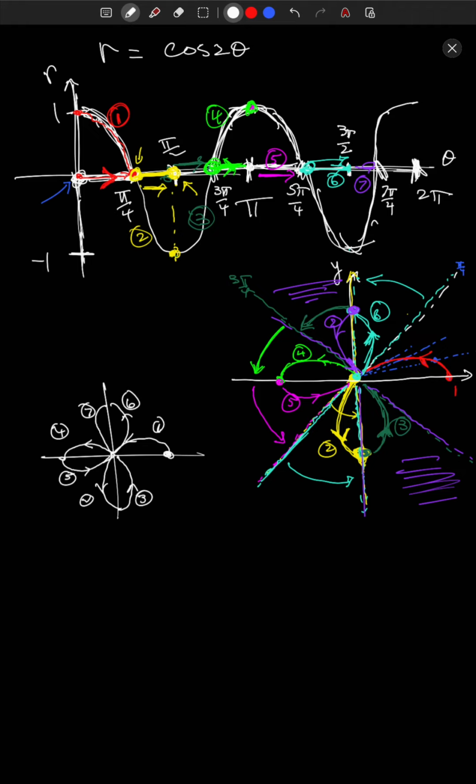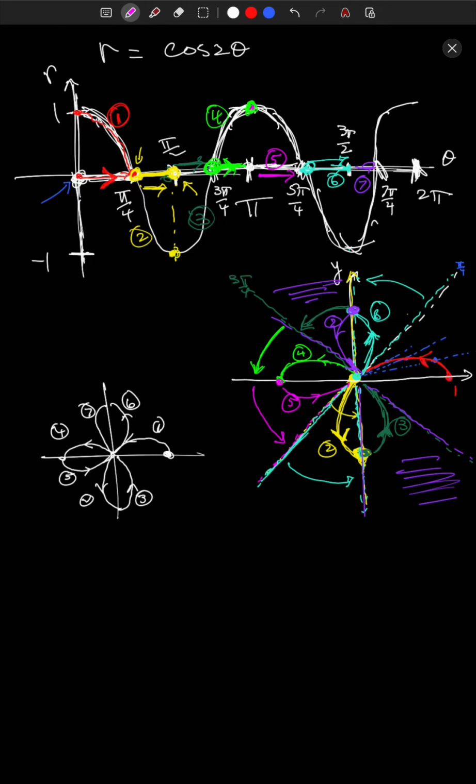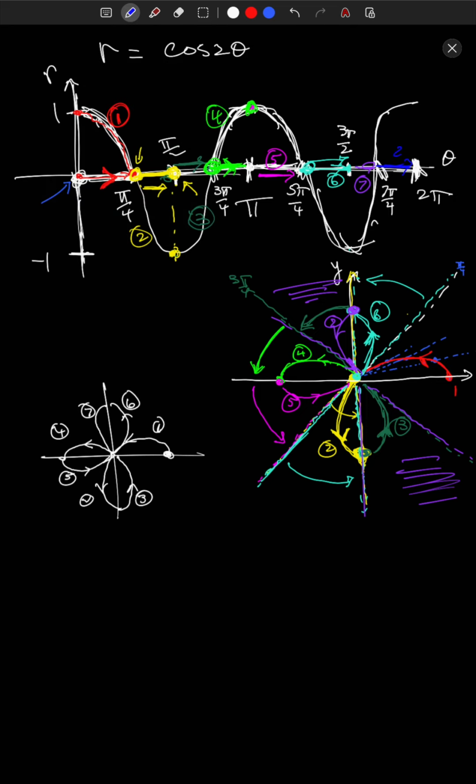All right. Finally, our last one. We're running out of colors here. Let's do that. We're going from 7 pi over 4 to 2 pi. r is going from 0 to +1. It's all positive throughout that region. So we're actually going to be drawing where in a way we're supposed to. And that would be from here back to here. So this way, in that direction.